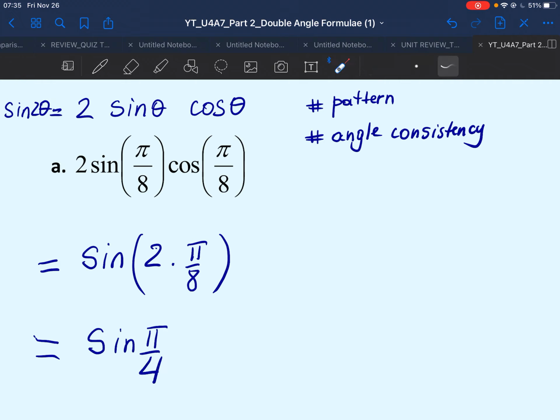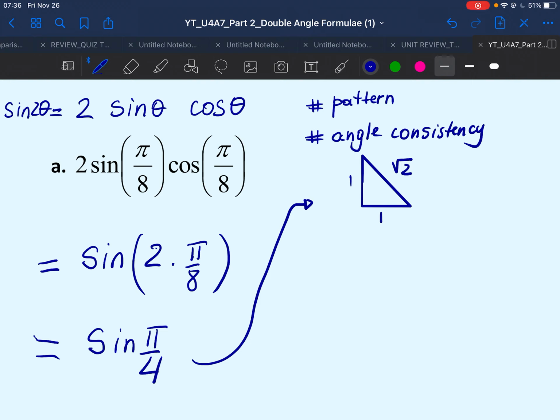Now, as you can see, pi over 8 is not a special angle, so I can't find the exact value of it by simply evaluating this expression as is. But using the double angle formulas brought me down to sine pi over 4, which is a special angle. And now I'll start evaluating. So I know that pi over 4, or 45 degrees, is in the special triangle, and you can quickly draw the special triangles if that's necessary.